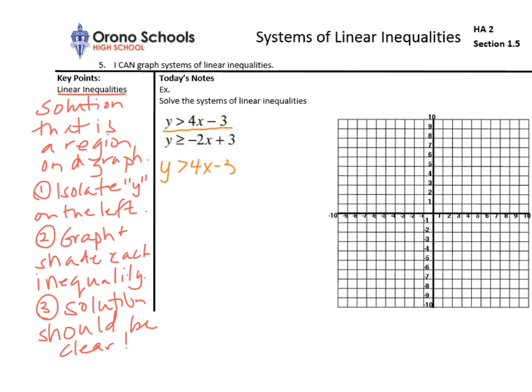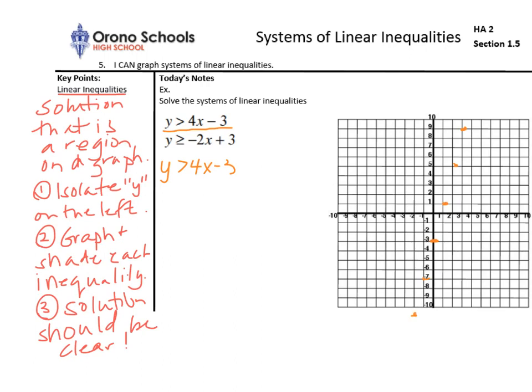Notice that y is already by itself on the left, so I'm going to sketch that inequality as a line, y equals 4x minus 3. I notice there's a y-intercept of negative 3, so I'm going to plot that, and the slope is positive 4. That's a really steep slope, which means I'll count up 4, 1 to the right, and keep repeating that process all the way to the edge of my graph. I'm going to do the same thing in the opposite direction, down 4, 1 to the left, and that puts me a little bit off the graph.